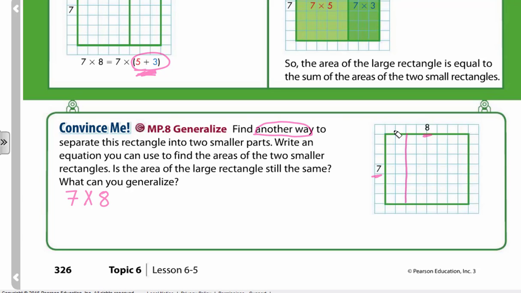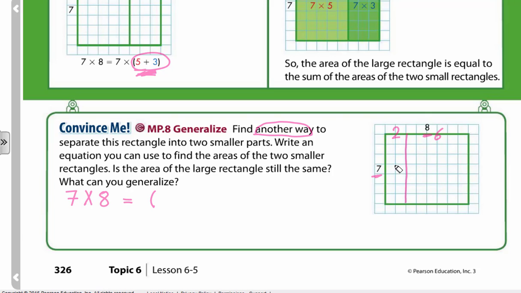So I break it here to 2 and 6. Okay, so it will be 6 times 8. Oh, you break the 8, not the 7. So the 8, we will not use it.